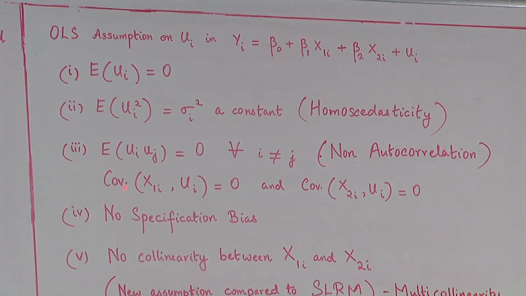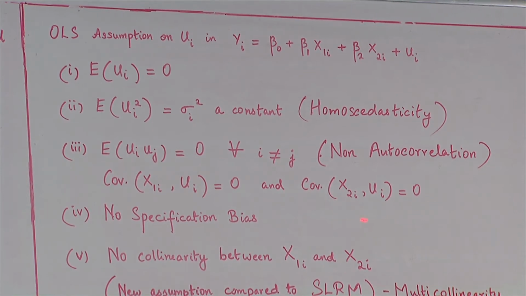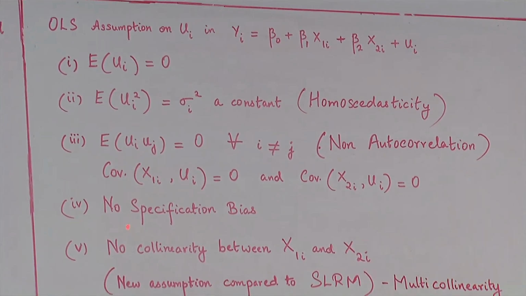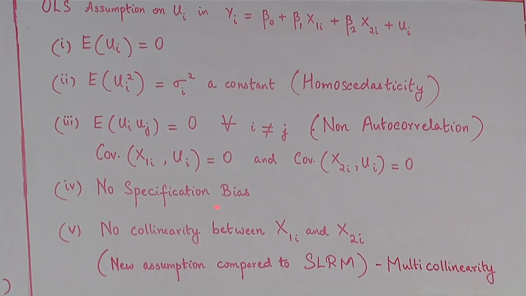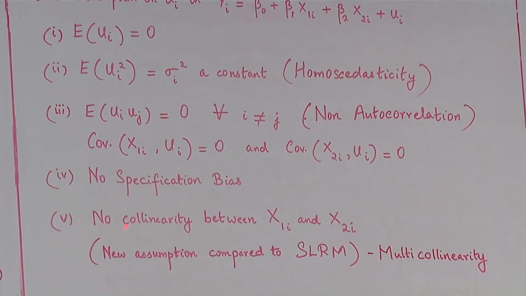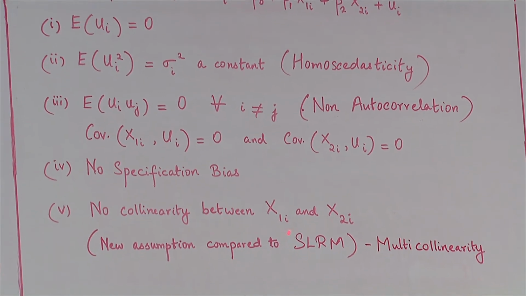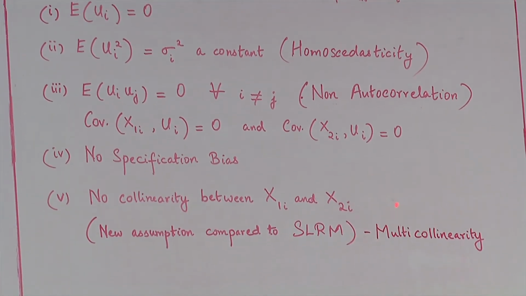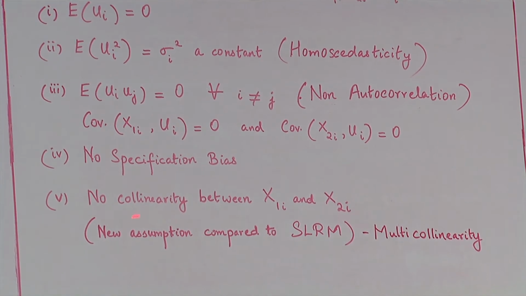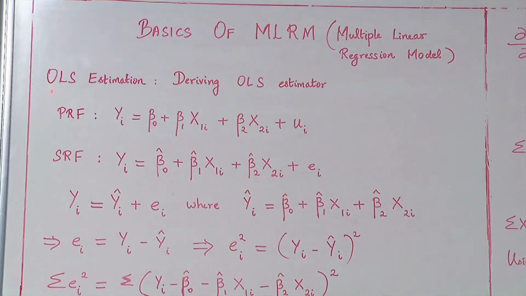Related to this, we have covariance of x1i and ui equal to 0 and covariance of x2i and ui equal to 0. The fourth OLS assumption is that there is no specification bias in the model, and the fifth one is no collinearity between x1i and x2i. This condition is a new assumption which is not in SLRM, and this assumption is called multi-collinearity. Now, let us see how to estimate the OLS estimator.